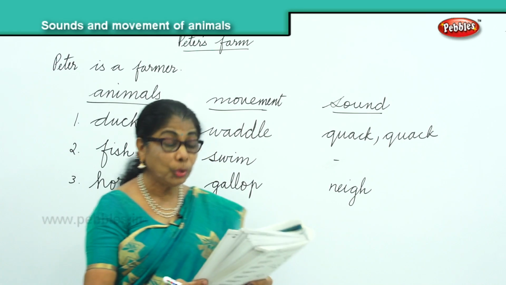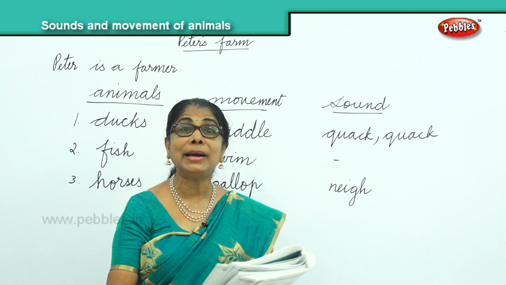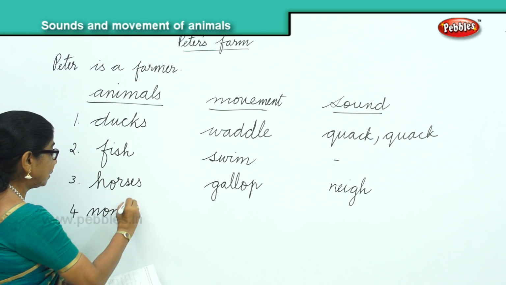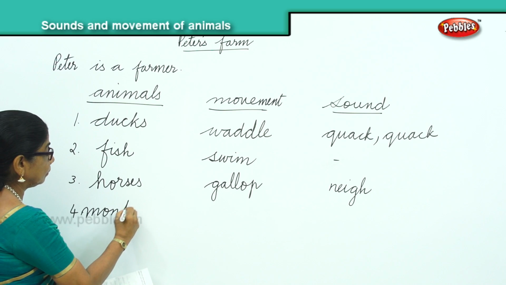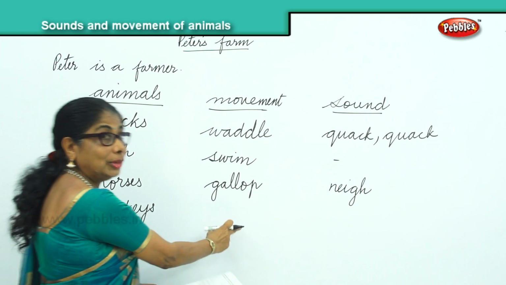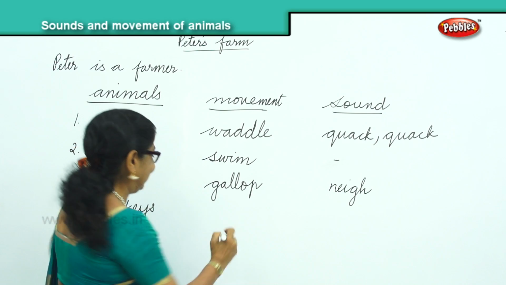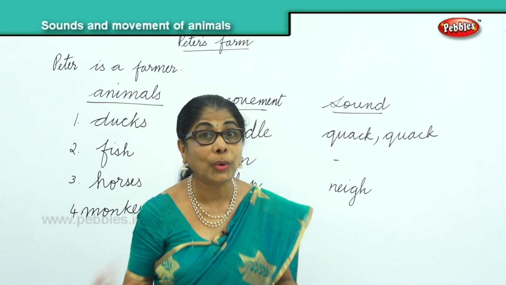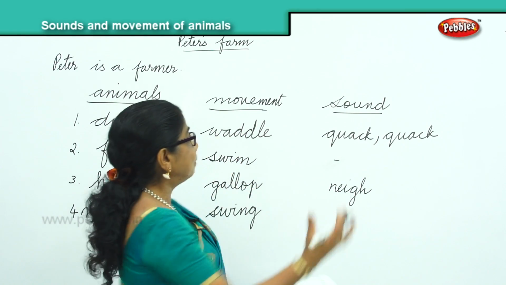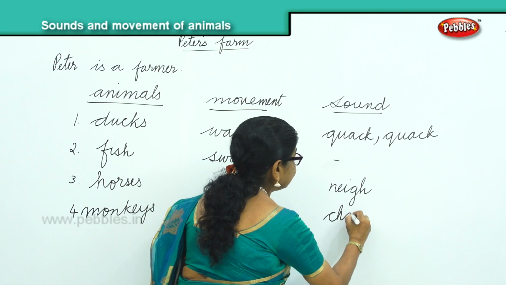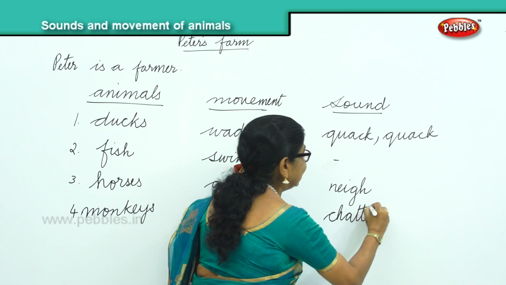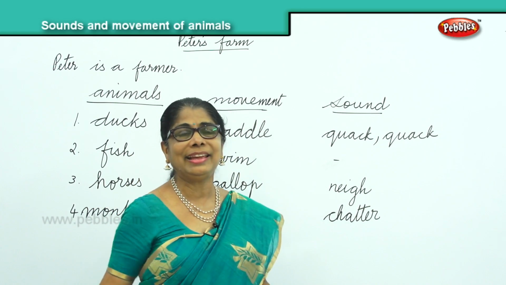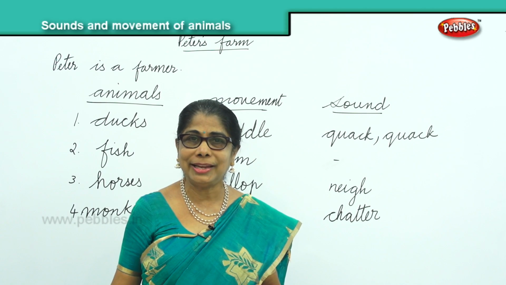Then you also find in Peter's farm some monkeys. Good. Monkeys. How do they move? They swing. What do the monkeys do? They swing from tree to tree. What is the noise they make? They chatter. Monkeys chatter. They're chattering all the time. The monkeys chatter and they move from place to place. They're swinging from one tree to another.